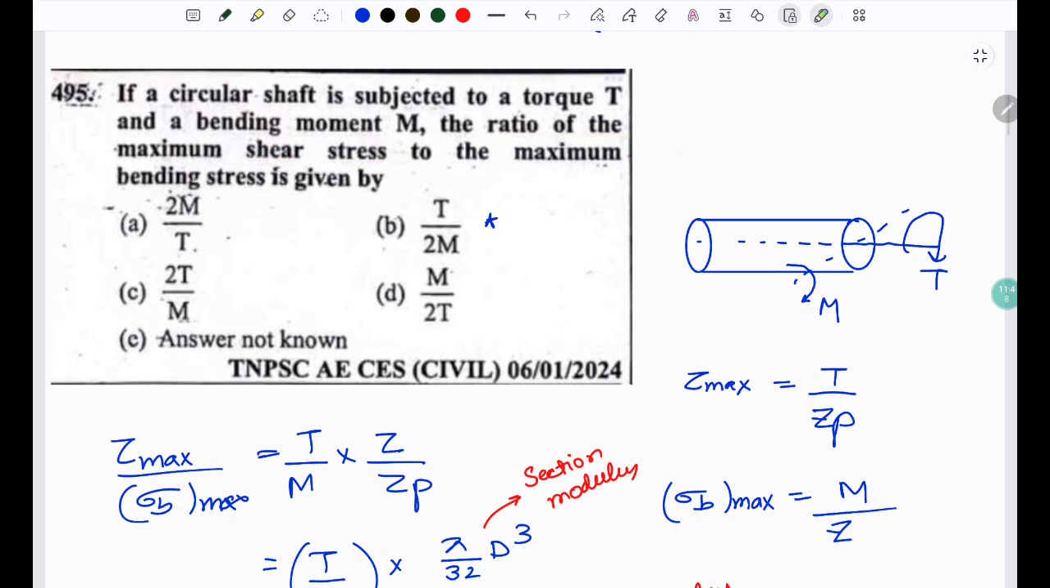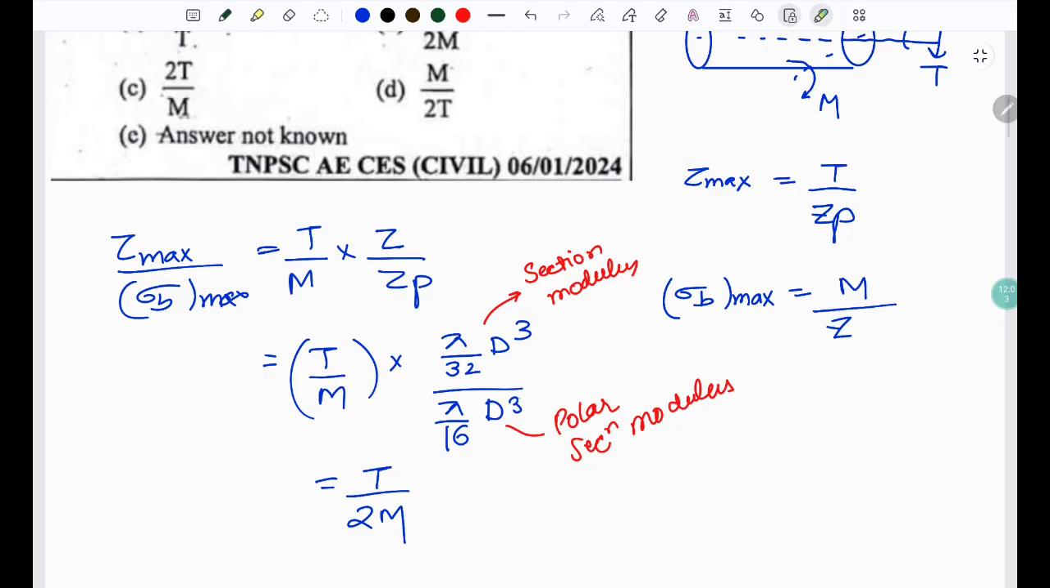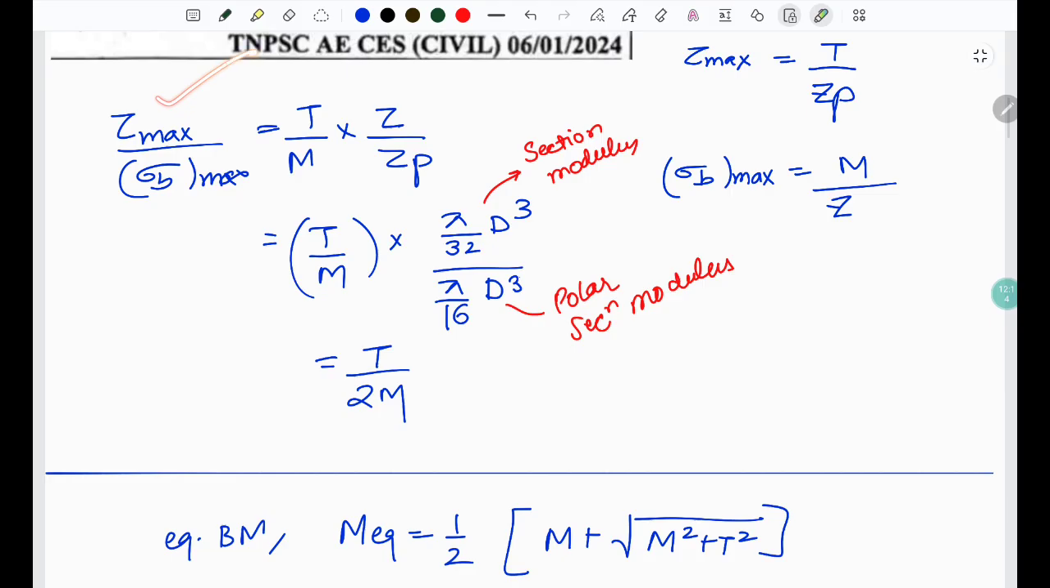Now let us see, we have a case of torsion along the longitudinal axis and the bending moment along the lateral axis. Tau max is written as T by Zp, whereas maximum bending stress is written as M by Z, the section modulus. Taking the ratio, we get T by M into Z by Zp. We know Z, the section modulus for a solid shaft, and the polar section modulus for a solid shaft. Solving this, we get the ratio of maximum shear stress over maximum bending stress in case of combined stress as T by 2M.